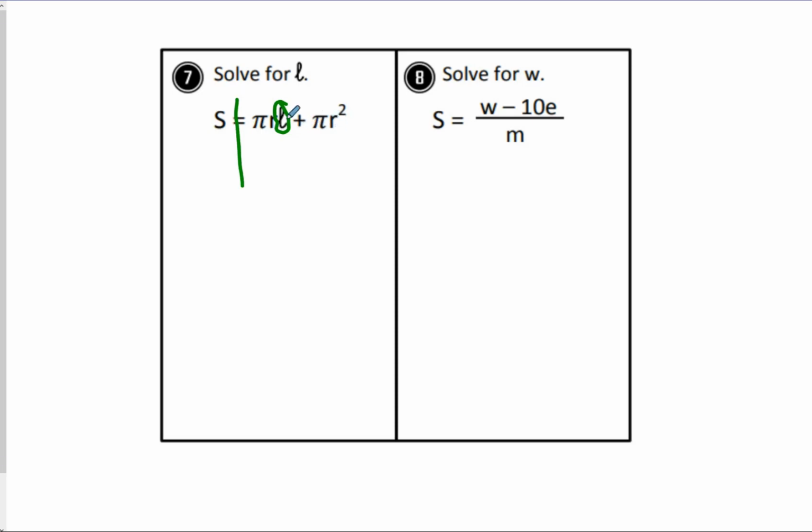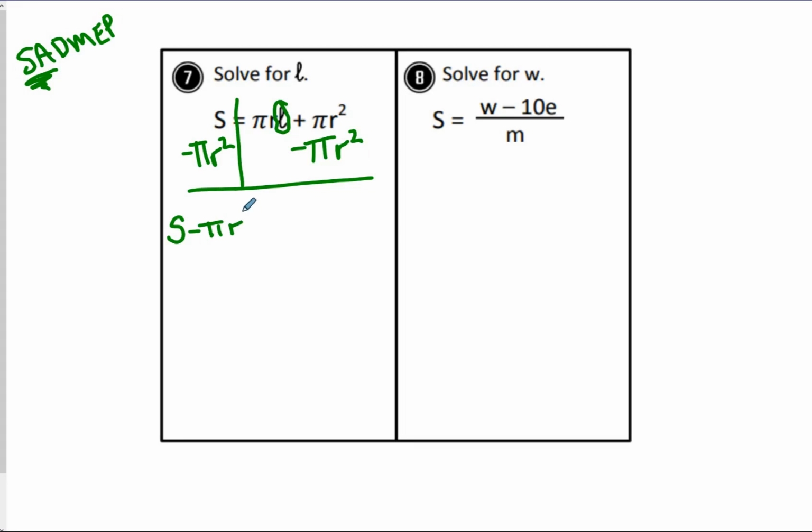And in reverse order of operations, remember that SADMEPS, I'm going to focus on what's being subtracted or added first. So I'm going to go ahead and subtract pi r squared from both sides of my equation and simplify what I have. I end up with s minus pi r squared on my left side equals pi r l on my right side. What do you think is the next step?